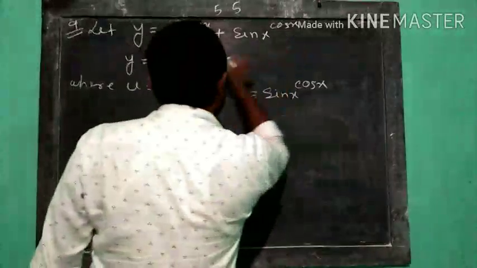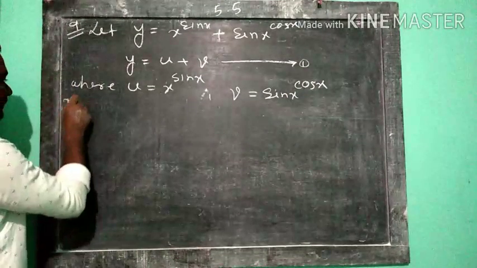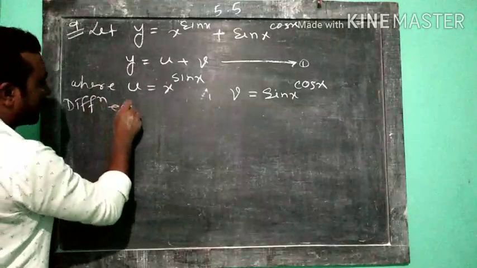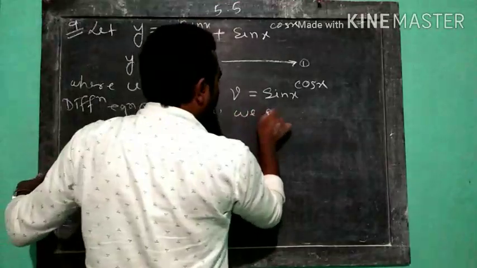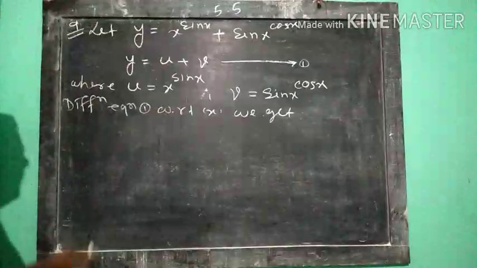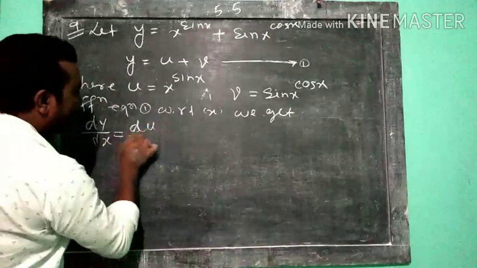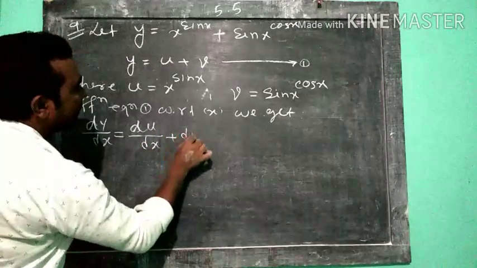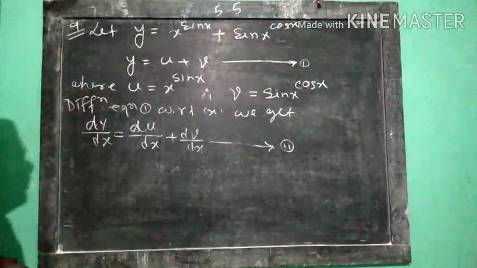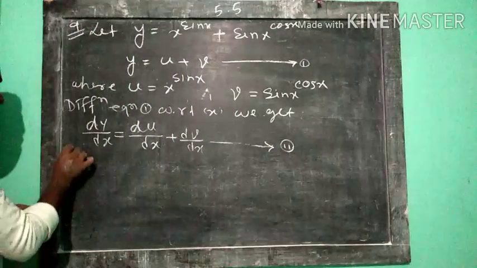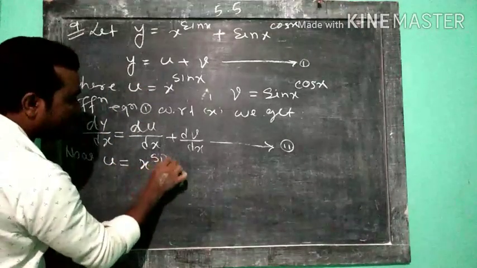So if we differentiate this equation, then differentiating equation 1 with respect to x, we get, it is a very simple problem, dy dx equal to du by dx plus dv by dx. So this is equation number 2. Now u equal to what? u is equal to this one. u equal to x to the power sin of x.